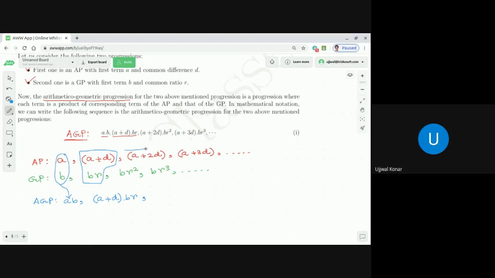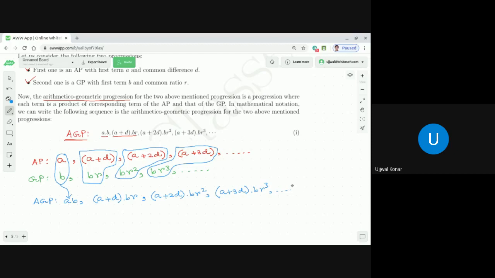Then you take the third term of the arithmetic progression and third term of the geometric progression. Then what you are going to get? A plus 2D into BR square, no, dear students? And then take the fourth term of the arithmetic progression and the fourth term of the geometric progression. What we are going to get is A plus 3D into BR cube, and so on. That is called AGP, Arithmetico-Geometric Progression.